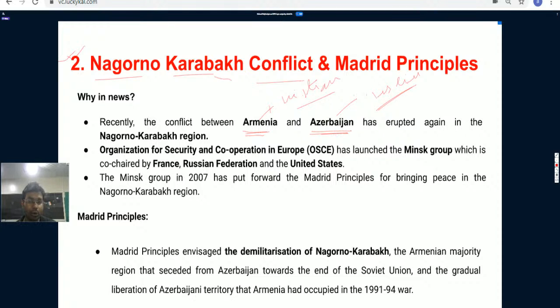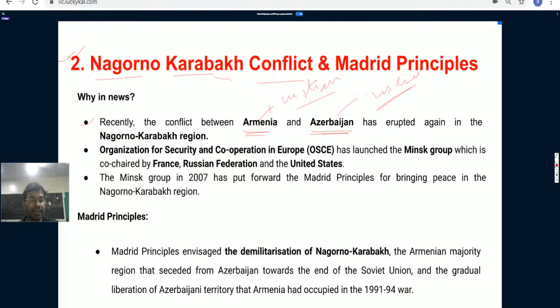So the thing is, the conflict is an ever-going conflict. It has been lingering on for a long time. So we will understand in detail about it. I will show you a map also. So why was it in the news? Because recently the conflict between Armenia and Azerbaijan has erupted again in the Nagorno-Karabakh region.